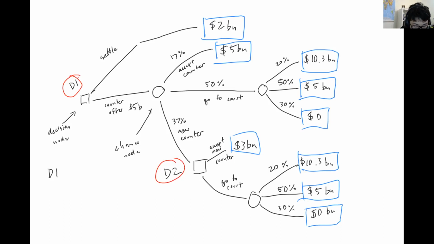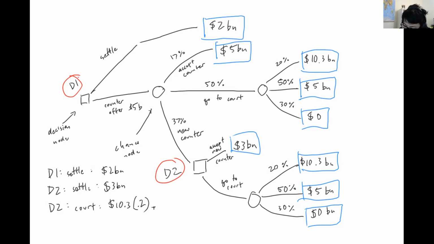So there are four decisions that we have here. D1 is to settle, and that's easy. We know that you get $2 billion. And then for decision two, the easiest one, we also know that you can settle, and that's $3 billion. Okay, so what happens if we go to court for decision two? I can calculate this explicitly. So this is 10.3 times the probability of 0.2 plus 5 times the probability 0.5. And this would lead to this outcome of $4.56 billion.